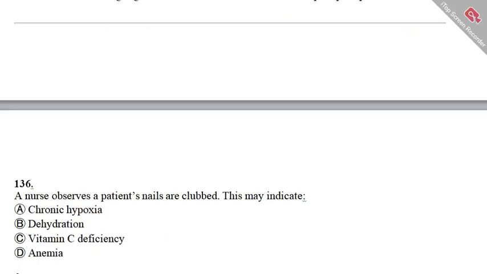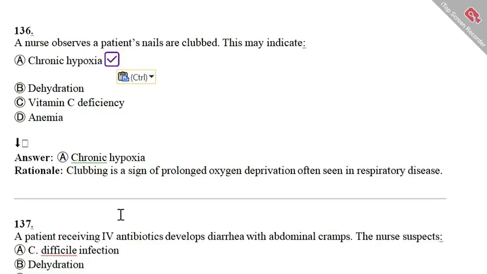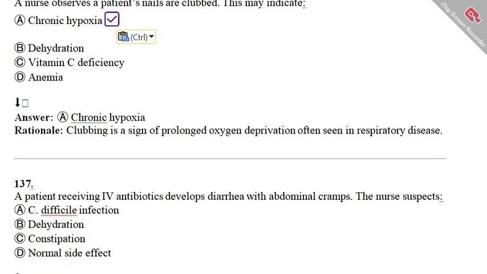A nurse observes a patient's nails are clubbed. This may indicate. Option A is the correct answer, chronic hypoxia. Let's move to the next question. Patient receiving IV antibiotic develops diarrhea with abdominal cramps. The nurse suspects. Option A, C. difficile infection.